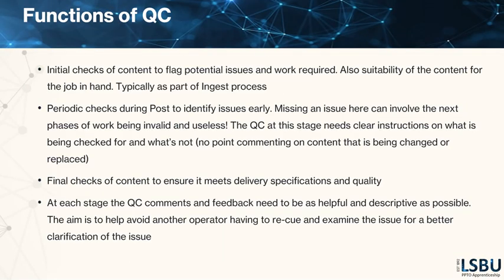Initial checks of content to flag potential issues and the work required. It's also about whether the content is suitable for the job in hand, typically as part of the ingest process. So as we've said, you double check when you acquire, when you ingest, and when you go through offline and all the rest of it. So you're really doing initial checks on content. If you spot a problem then, you've just saved an awful lot of time further upstream, because if it's spotted in the online, then you've got to go back to the rushes, you've got to try and find a solution, and that's quite time consuming.